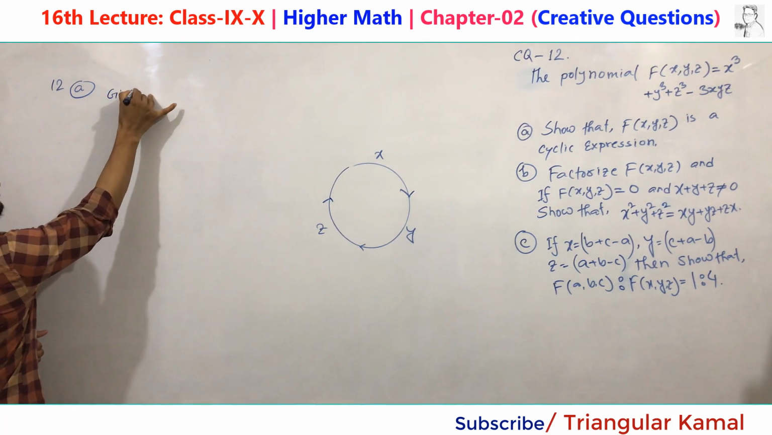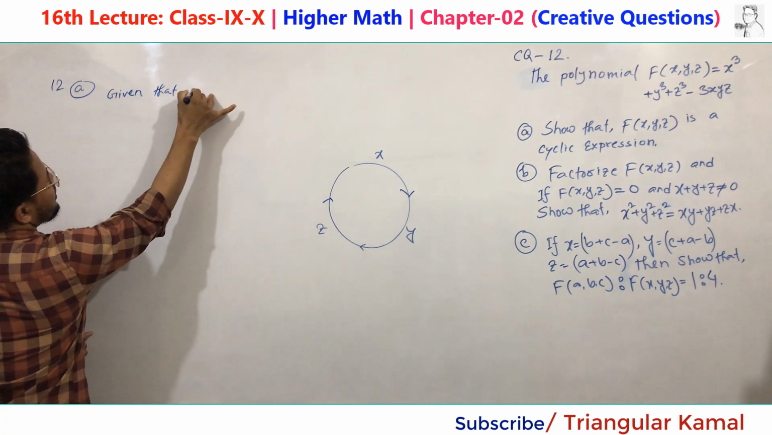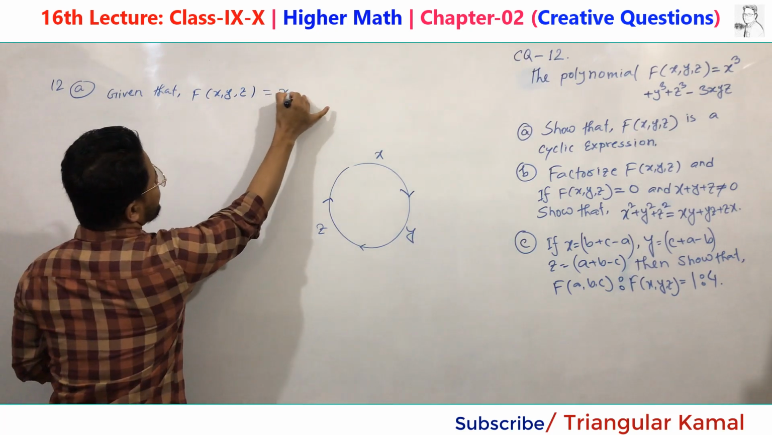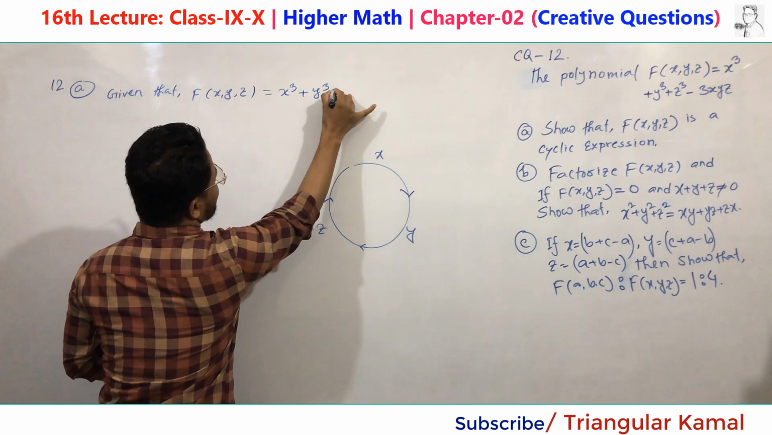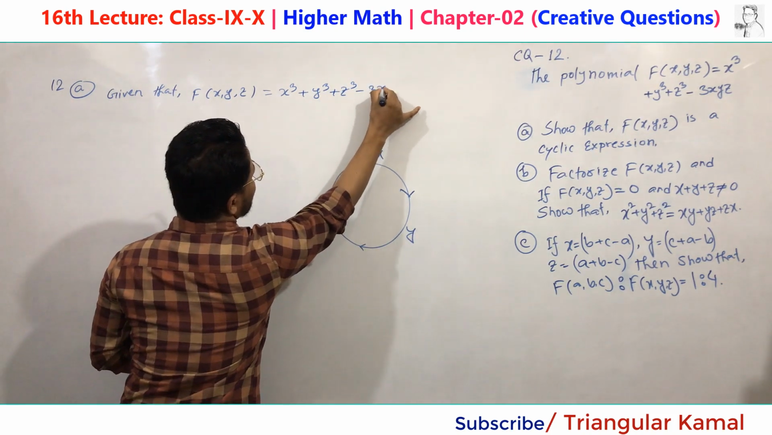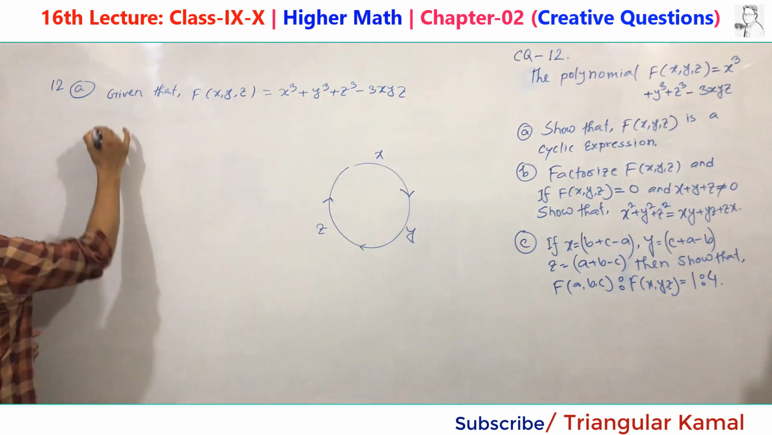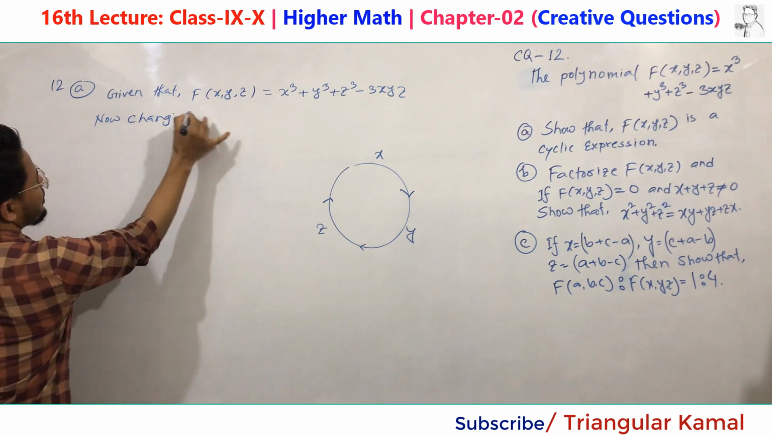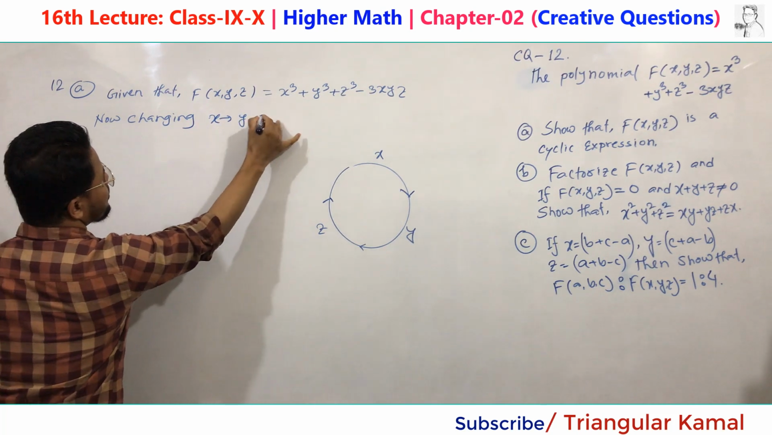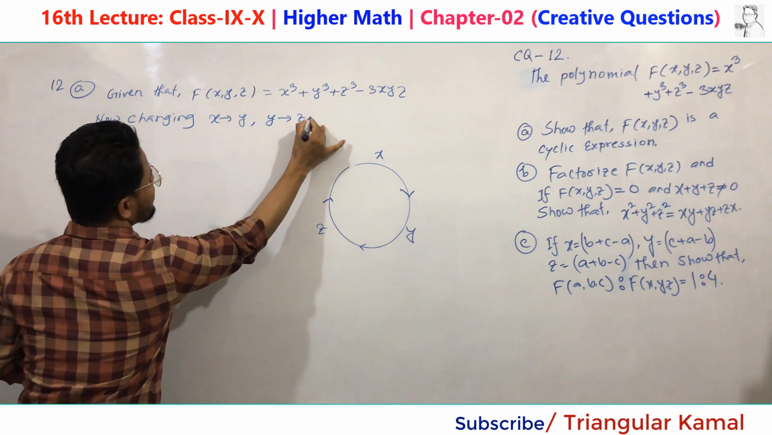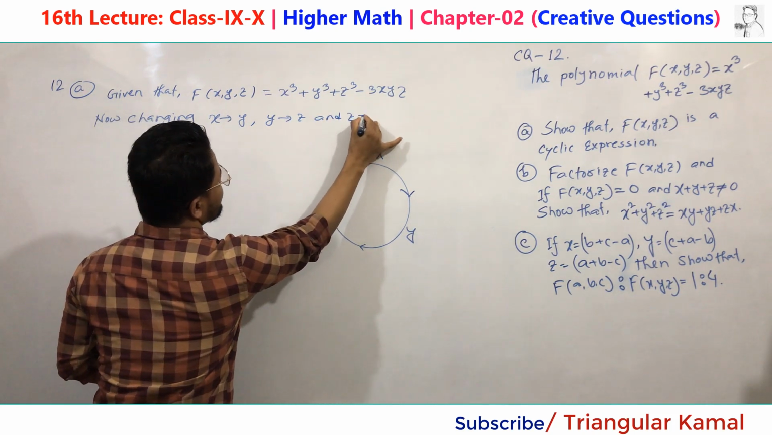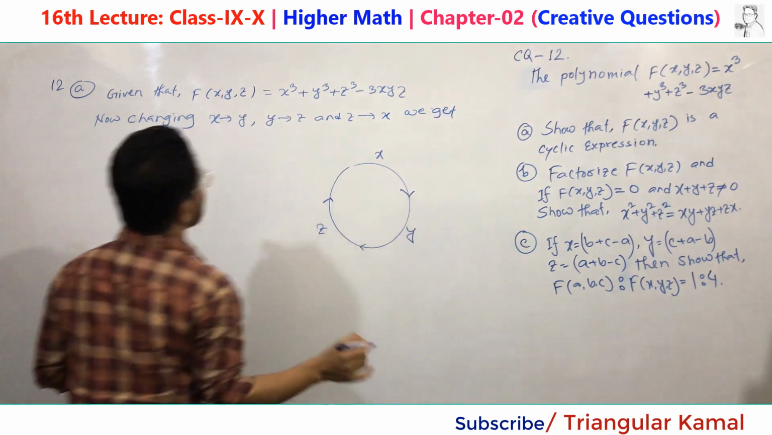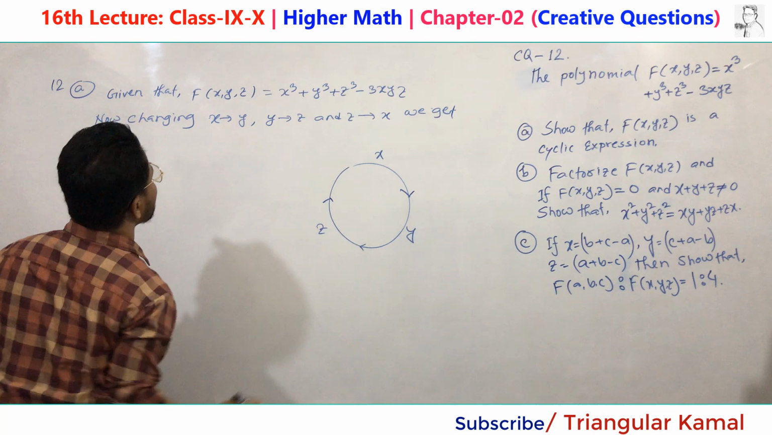Given that f of x, y, z is x cube plus y cube plus z cube minus 3xyz. And now, changing x to y, y to z and z to x, we get, okay, changing the variables in cyclic order.